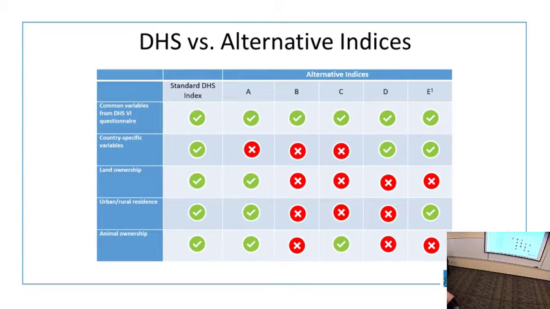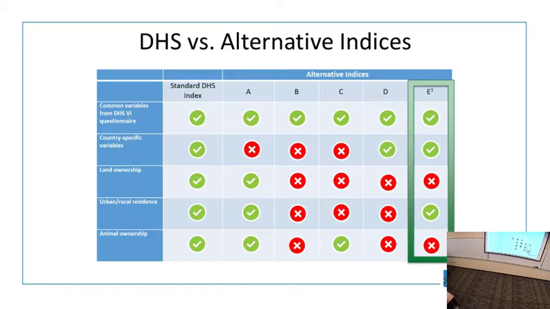So we ran this again. We took out those questions that are difficult about land ownership and animal ownership. We kept the questions that are specific to the countries, and we kept the questions that can help distinguish between urban and rural residents. And we presented it back, and they said, yes, this will work.